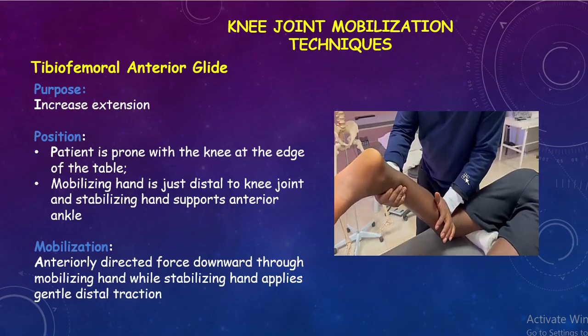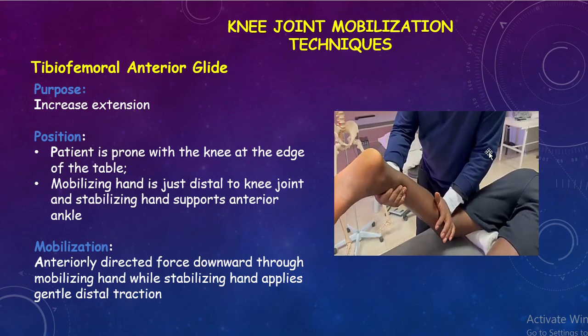So the therapist will stand close to the side to be mobilized. The distal hand will support the anterior part of the ankle as shown in the diagram, and the proximal hand of the therapist will be laid on the proximal part of the tibia, the posterior surface of the tibia, very close to the head.